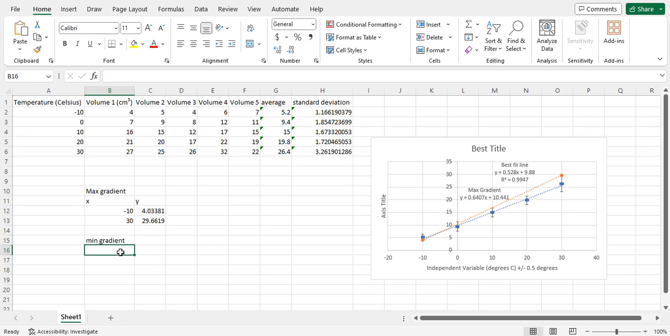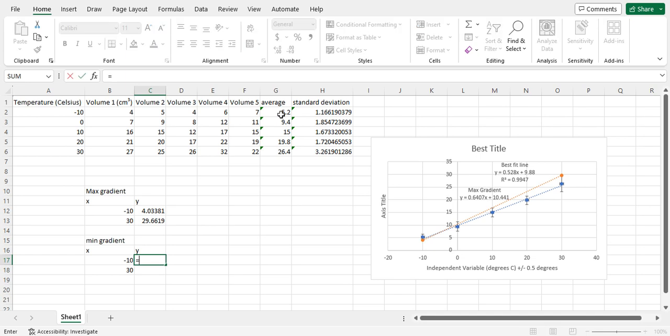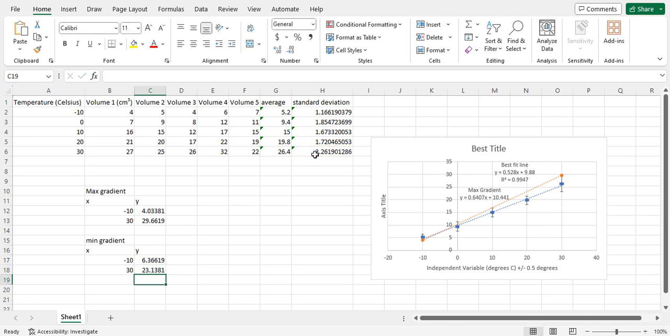And for the minimum gradient, we're going to repeat this process. X and Y coordinates, and the X values are still the same. I'm looking to look at the negative 10 and the 30. So this is equal to that. This one is now equal to 30. Now for the Y, I want to take this first point and I want to add the error to it. So we'll say equals this value plus the standard deviation, enter. So notice it's a bigger value, that's good. The second one equals this value, which is this value here, and I want to subtract this value. There we are.